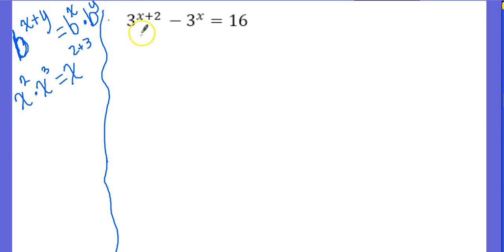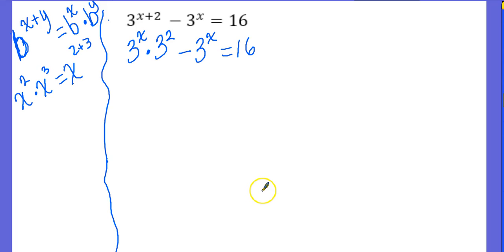So what I'm going to do here is apply that right here. I'm going to replace these 2 separate exponents into 3 to the x times 3 squared. They say the same thing. They're equivalent to each other, but that does help me to separate the 2 from the x. Minus 3 to the x equals 16.